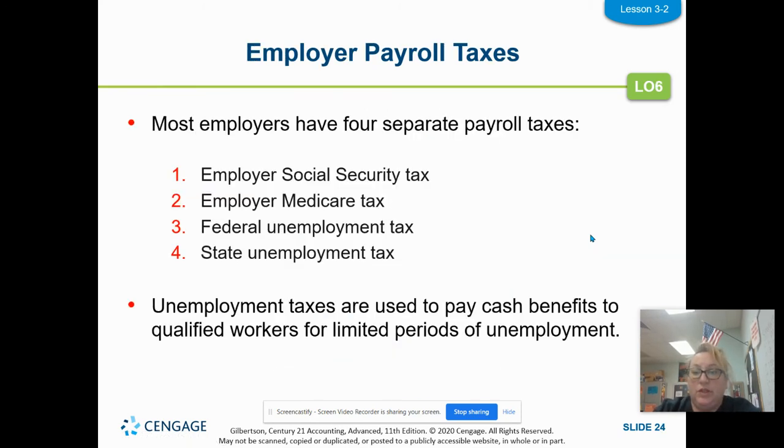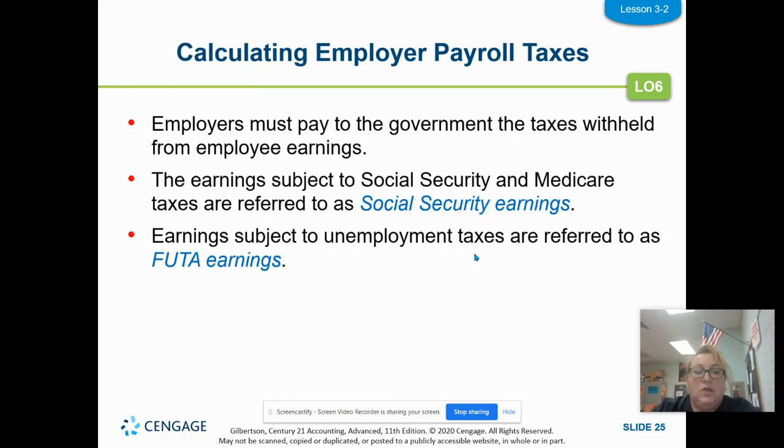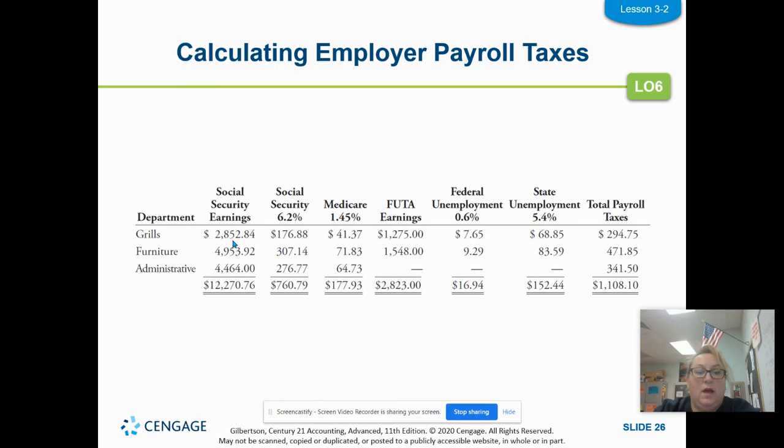So that was the employee portion. The employer portion has to match. The employer has to match Social Security and Medicare. That's their job. And then they have to pay unemployment tax for federal and state. Those are called FUTA, federal unemployment tax. So here's how we calculate those, and all these numbers are based on total earnings. Our Social Security earnings, and then that's the 6.2%, and the 1.45 of that.